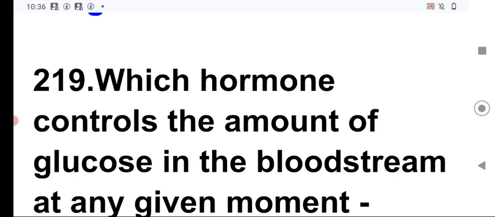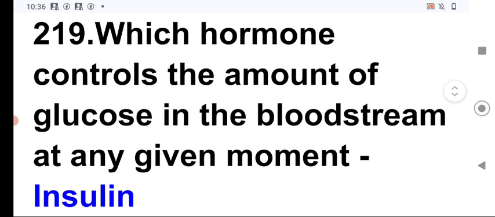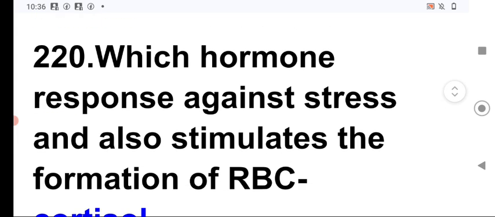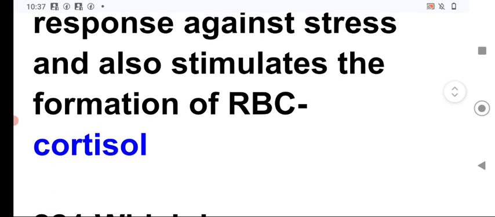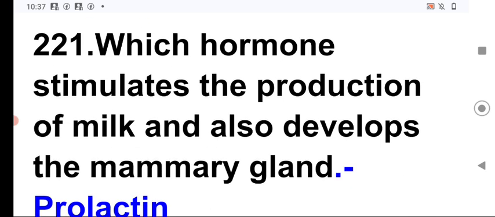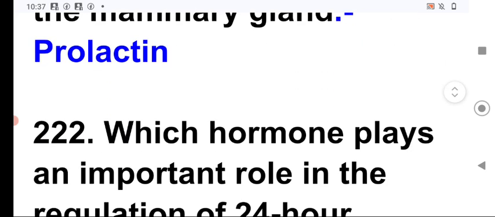Next, which hormone controls the amount of glucose in the bloodstream at any given moment? This is insulin. Next, which hormone responds against stress and also stimulates the formation of RBC? This is cortisol. Next, which hormone stimulates the production of milk and also develops the mammary gland? This is prolactin.